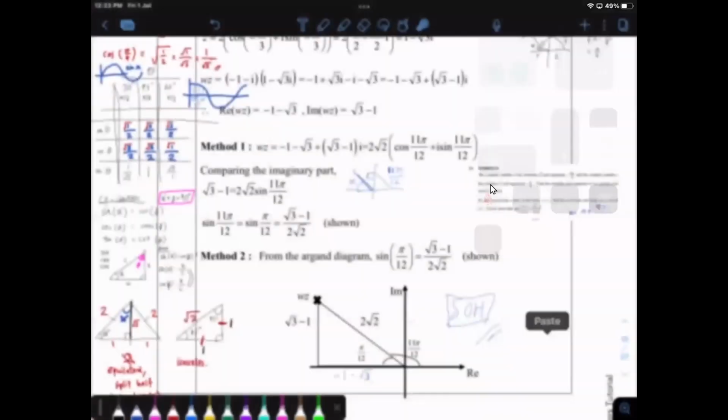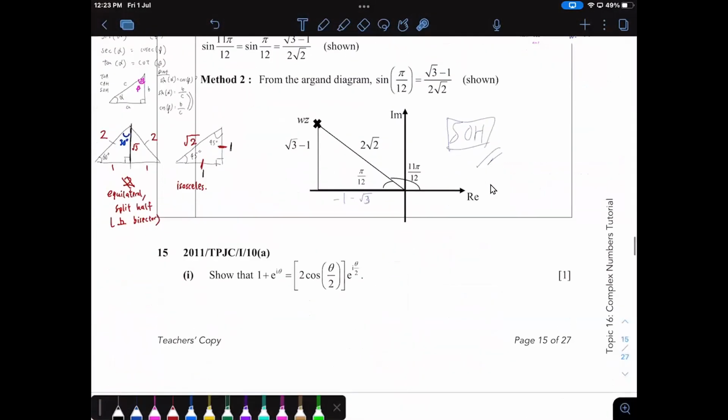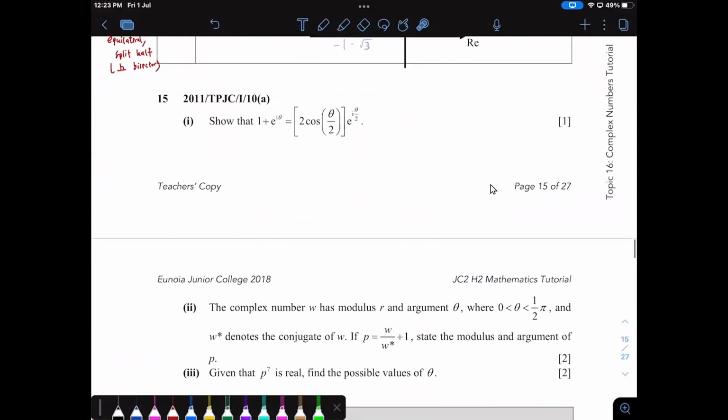Okay, can back to the screen. This is how you get sin pi by 12. Okay, then wow, it's already 12:30. We still got around until question 25. That's like 10 more questions. It's gonna take quite a while. How should we do it? How should I assign you new homework?